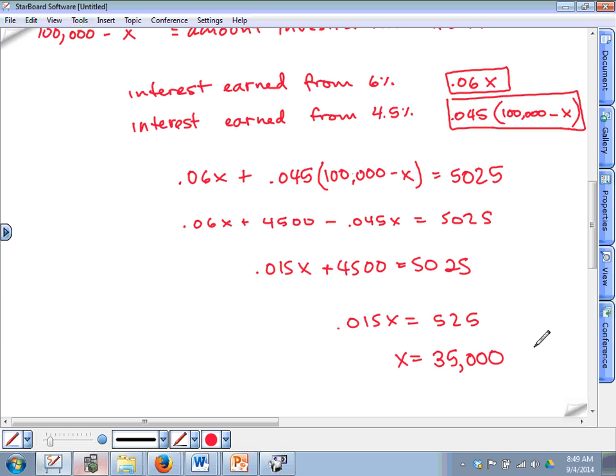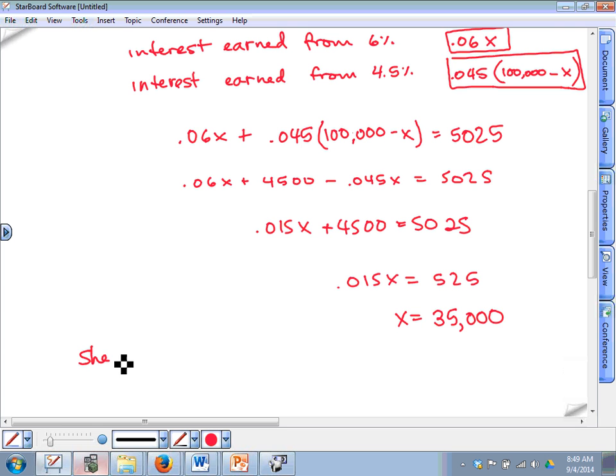So solving the equation is one thing. Relating it back to what the actual situation represents. I would dock you points for stopping here. You solved the equation, but you haven't answered the question. So what does that mean, x equals 35,000? You have to state, she invested 35,000 into the 6% account.